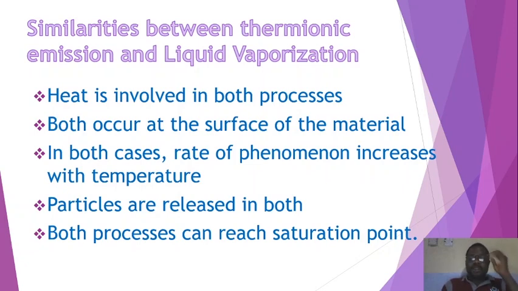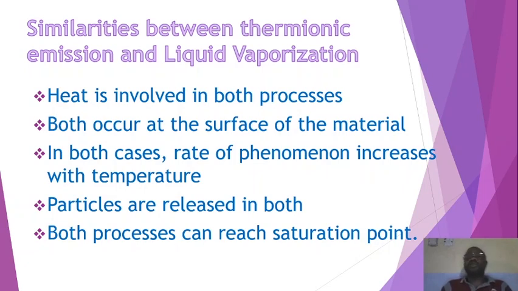You know, thermionic emission, we say, is the emission of electrons from the surface of metal when heat is applied. Liquid vaporization is the emission of water vapor from the surface of water when heat is applied to it. So in both cases, both of them are called surface phenomena. Okay, number 3, in both cases, the rate of the phenomenon increases with temperature.